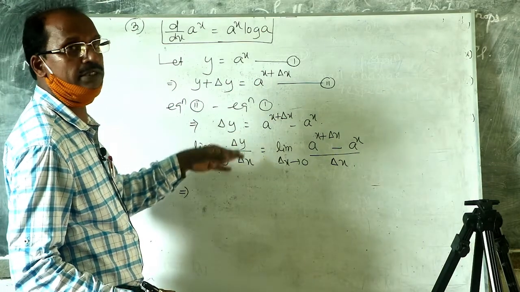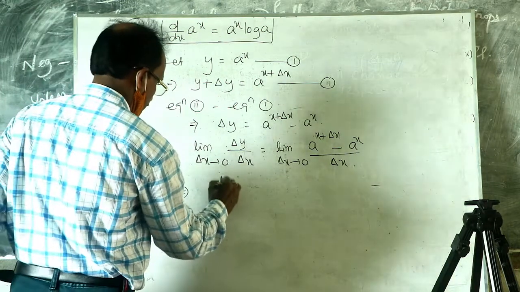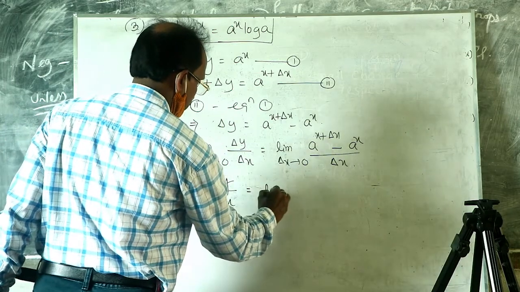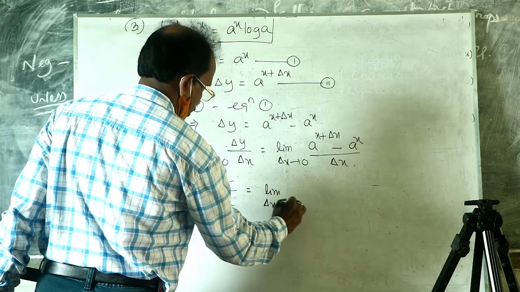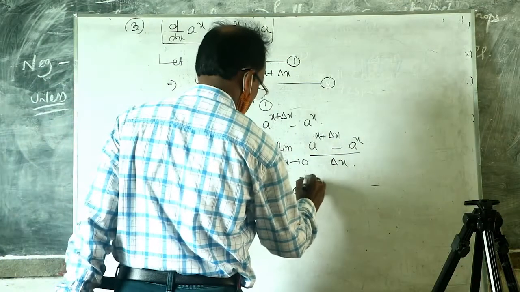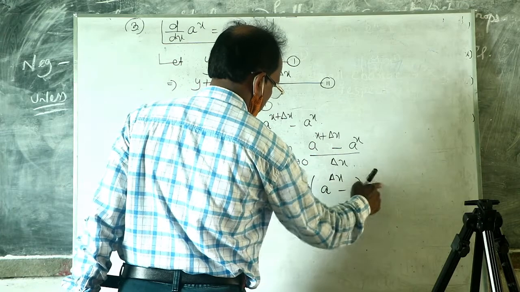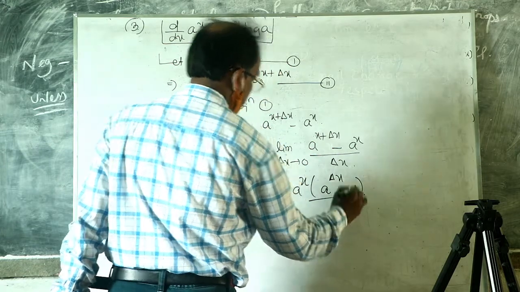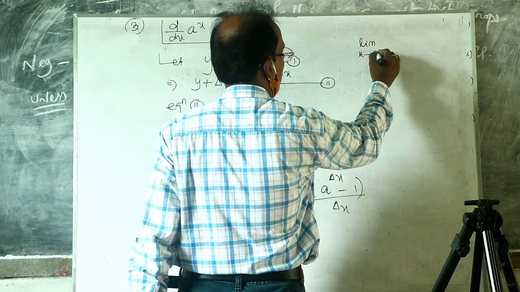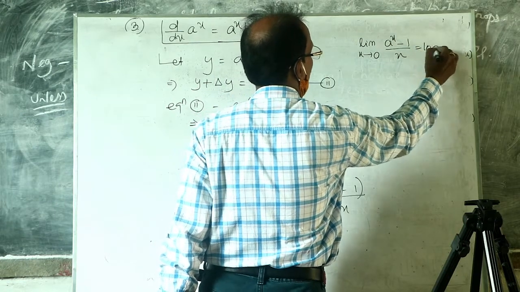This can be written as small change in y by small change in x, where delta x tends to 0, which by the first principle is dy by dx. It is equal to limit delta x tends to 0, taking a to the power x common, a to the power x into a to the power delta x minus 1 by delta x. There is a formula in limits we have read earlier: limit x tends to 0, a to the power x minus 1 by x is equal to log a.